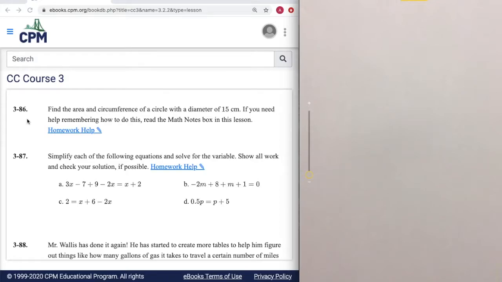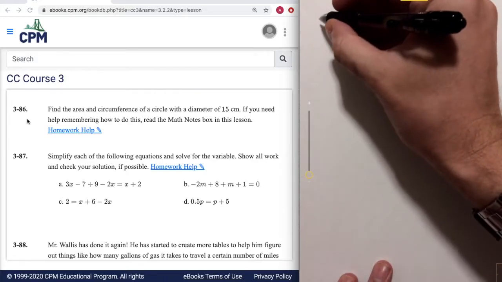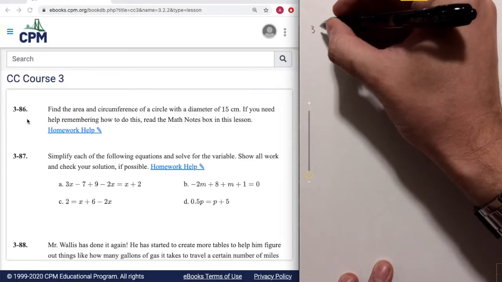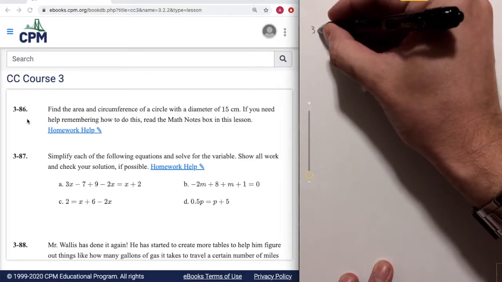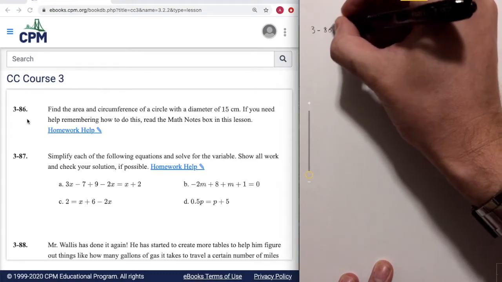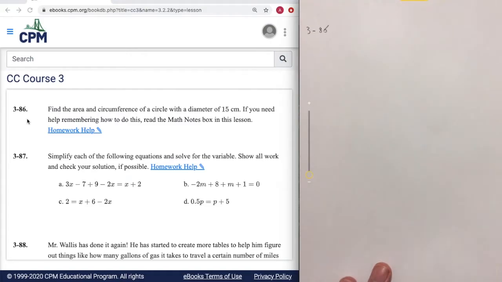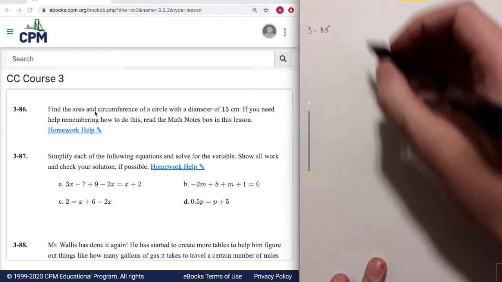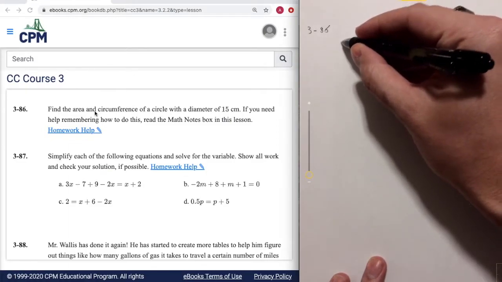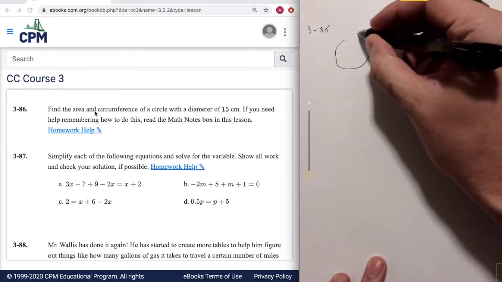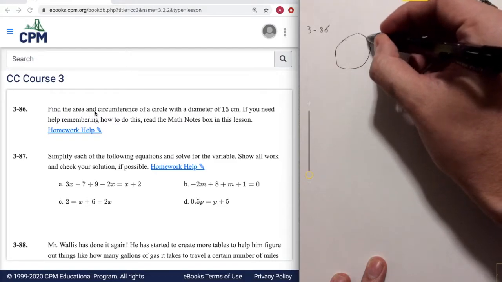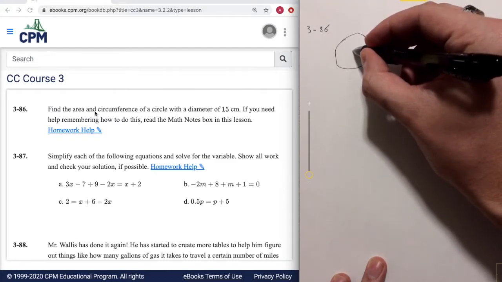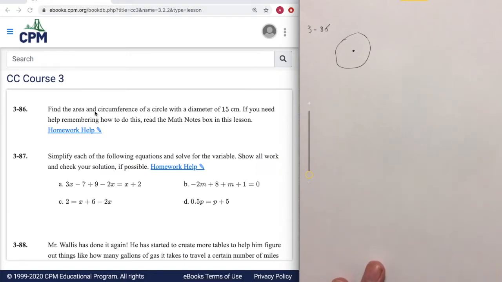Problem 3-86. In this, we are given the diameter of a circle, and it asks us to find the circumference and the area. So, let's start by just drawing a circle. Not the best. And put the center of the circle there.